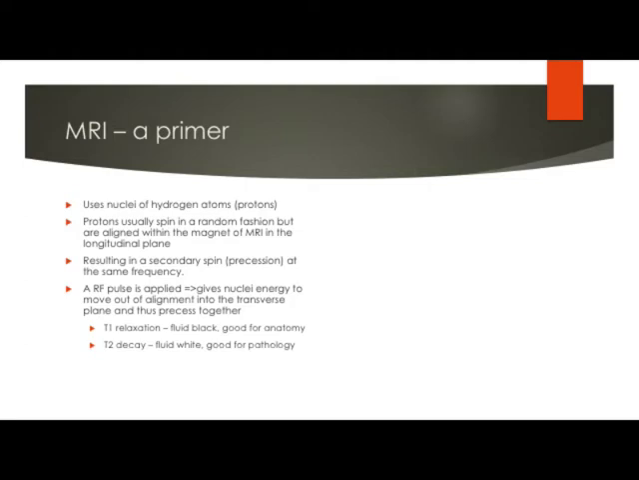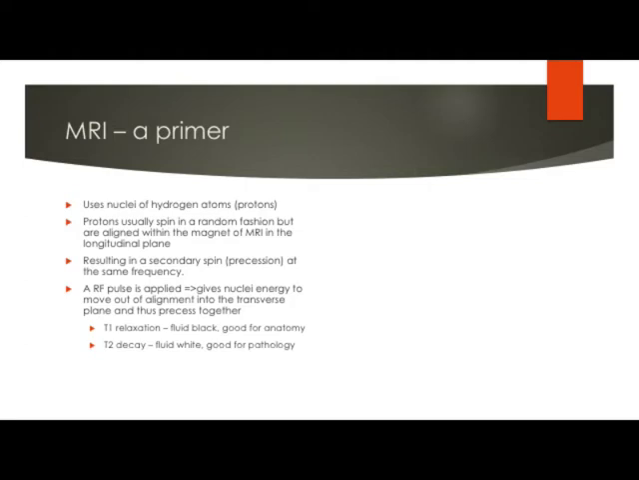But going a bit into the science of MRI, and again, I'm not a physicist or a radiologist, the idea is that the nuclei, the hydrogen atoms, are forced to line up in a certain way because the magnet puts them in plane together. These protons normally spin randomly, but when the magnet of the MRI is turned on, they all line up. And then they precess in what's called a secondary spin, all at the same frequency. Then a radio frequency pulse is applied, and the nuclei move out of alignment into the transverse plane. This is what the MRI picks up. So T1 is the relaxation of that, and T2 is the decay.